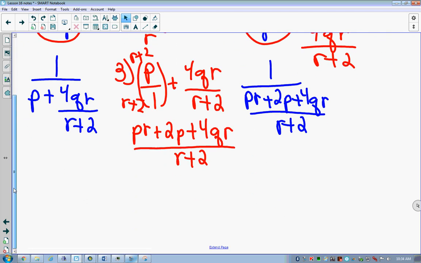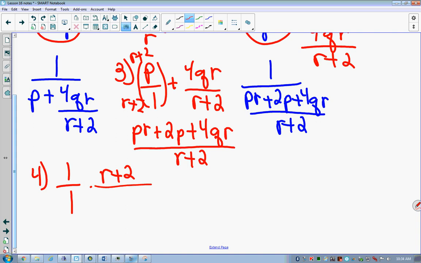Okay? So, what do I need to do with 1? Okay, this is my final step. 1 is a fraction, right? I'm taking 1 and I'm dividing it by a fraction. So what do I... I can't divide by a fraction. What do I need to do? Multiply by the reciprocal. And because it's just 1 on top, my answer should just be the reciprocal form, correct? Because I'm going to multiply by r plus 2 over pr plus 2p plus 4qr.